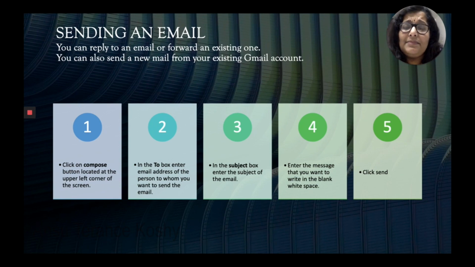Now, 5 steps have to be noted in order to send a proper email. The first one is to click on the compose button located at the upper left corner of the screen. That is, if you're using a laptop or a desktop, you look at the left topmost corner, you can see a compose button. You need to click on it. If you're sending an email from your mobile, you need to focus on the right down corner. There's a plus sign. You need to click on it.